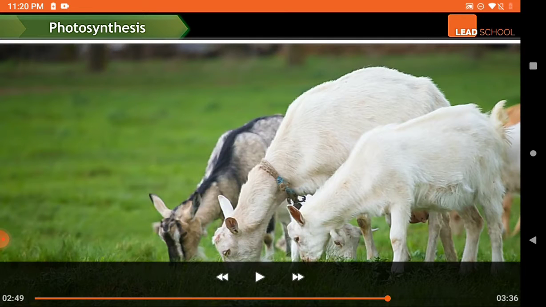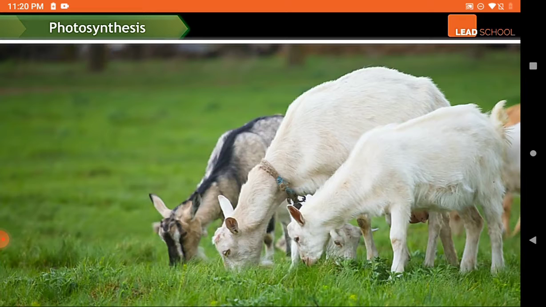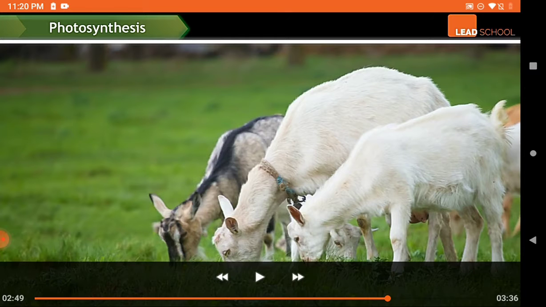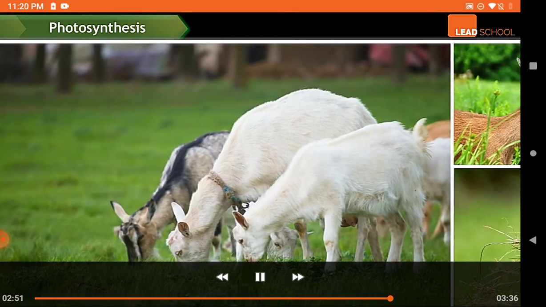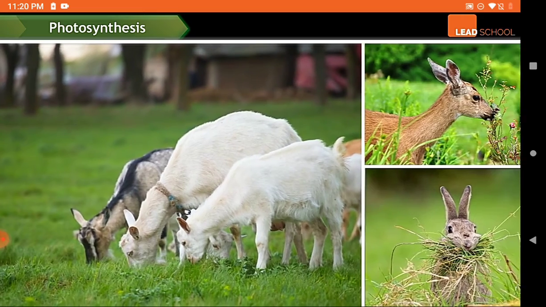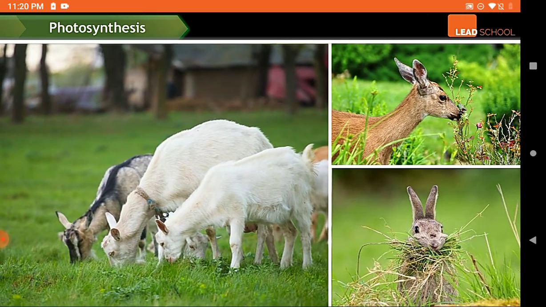So students, that is something we also discussed in our previous lecture. Plants take in carbon dioxide and release oxygen during the daytime, but at night they take in oxygen and release carbon dioxide. Can you imagine what life on Earth would be like with no plants?